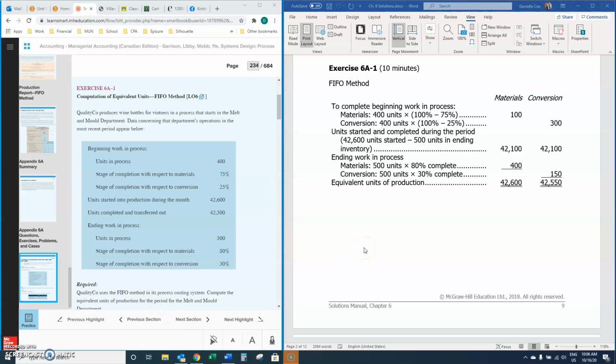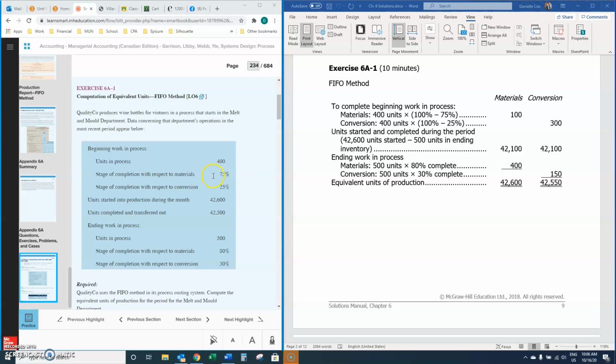I wanted to point out the difference between weighted average and FIFO. One big difference is beginning inventory. For FIFO, we take into account the items that were in the beginning work in process, so 400 units. Then you take into account how much work was completed on those units during this period.